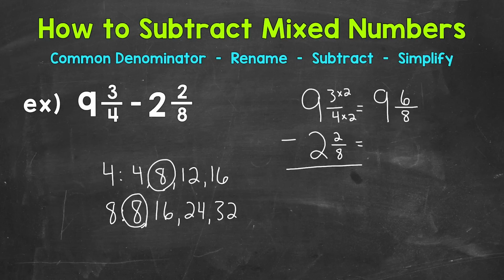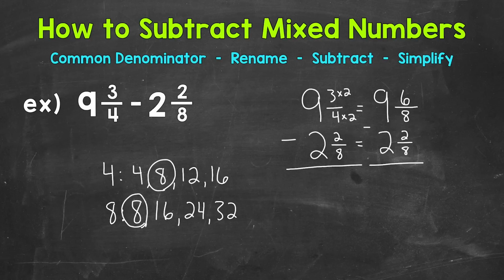So let's do 2 and 2/8 now. We'll put our subtraction sign there. Now 2 and 2/8, that already has a denominator of 8. So we do not need to do anything with that mixed number, and specifically the fraction. Again, because we already have that denominator of 8. Now that we renamed what we needed to rename, we have a common denominator of 8, and we're able to subtract. So let's subtract the fractions of these mixed numbers.